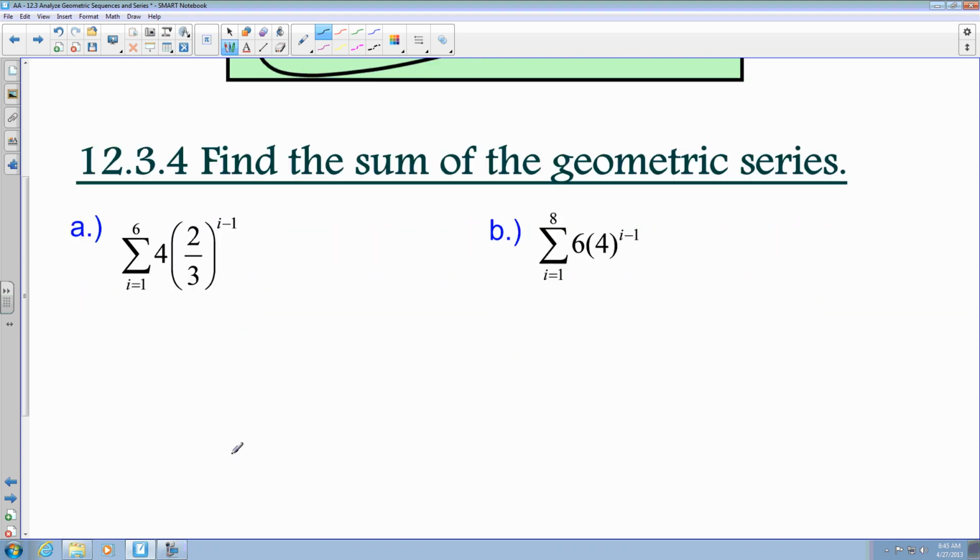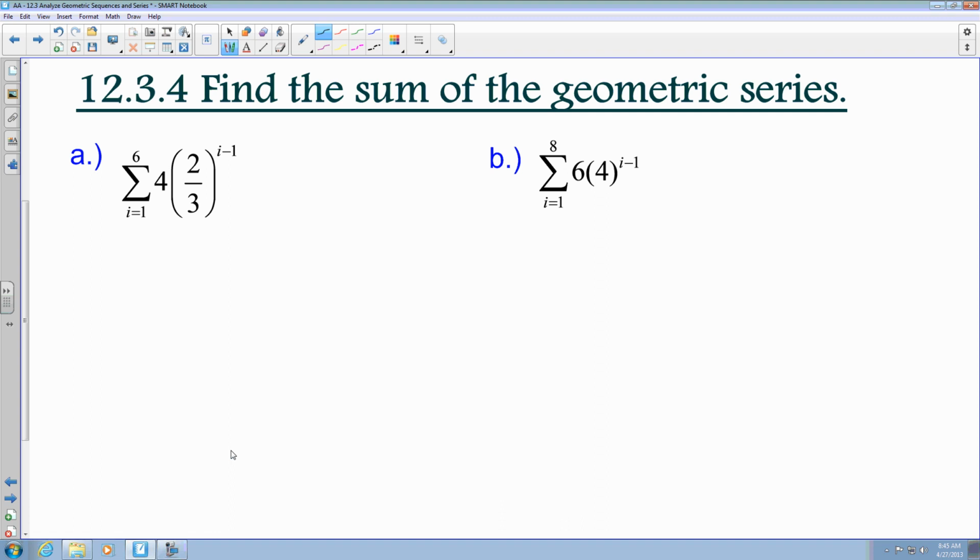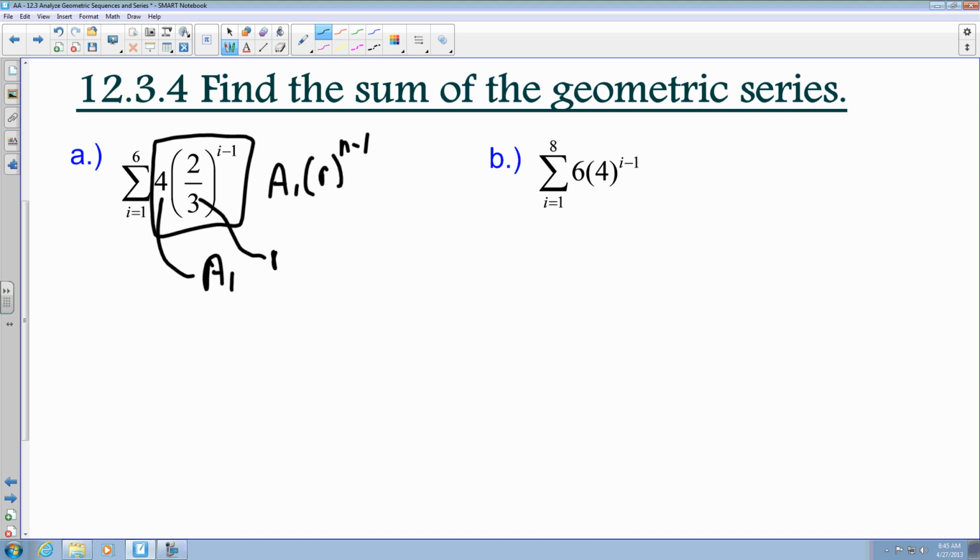So if I look at this sigma notation here, if you pay attention to this portion of the equation, this looks an awful lot like a sub 1 times r to the n minus 1 power. So I can say that this is going to be my a sub 1, and this is going to be my r. Same thing goes for here, a sub 1 and my r. So by being able to identify that, I can find the sum of my geometric series by using the equation.